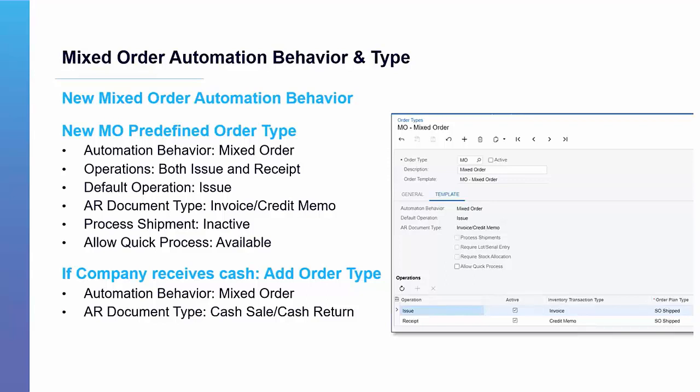Okay, so no more shipment. Shipment will be inactive, and you can also quick process that order type. So very nice for a cash counter or just a quick way to get a sales order out for adjustments, right?